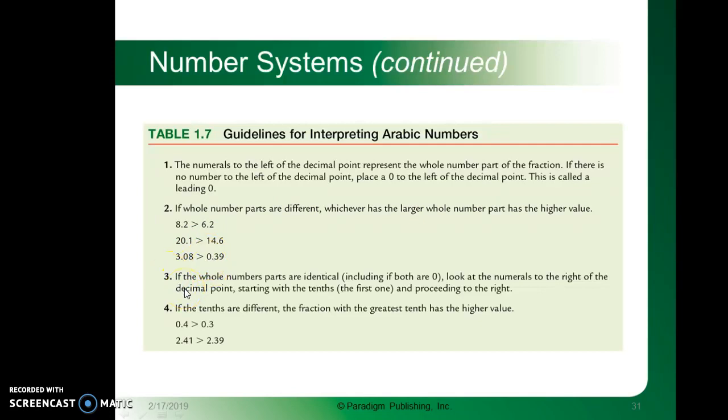If the whole number parts are identical, including if both are 0, look at the numerals to the right of the decimal point, starting with the tenths value, the first one, and proceeding to the right. If the tenths are different, the fraction with the greatest tenth has the largest value. So again, looking at the tenths place, 4 and 3, 4 is greater.